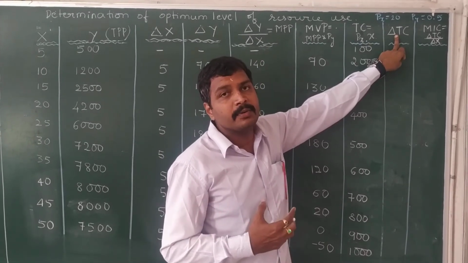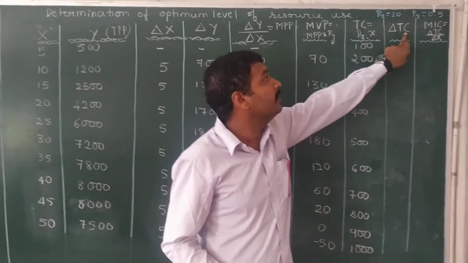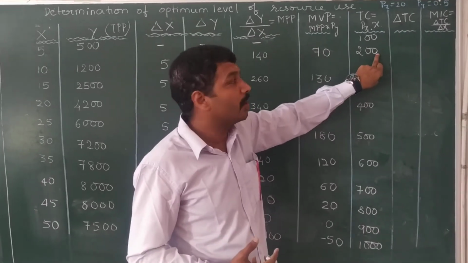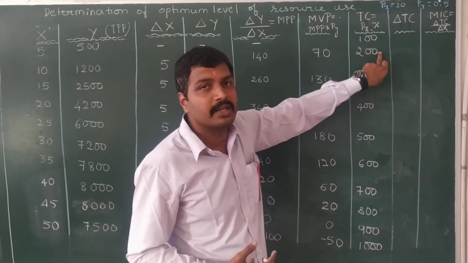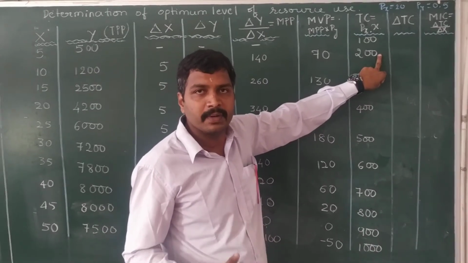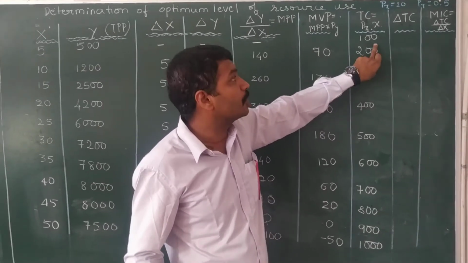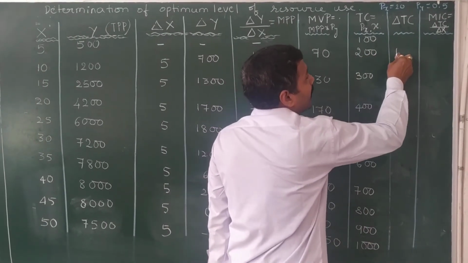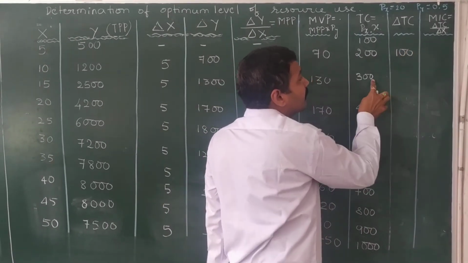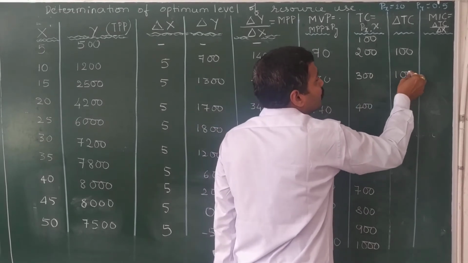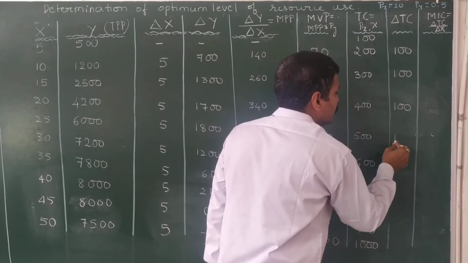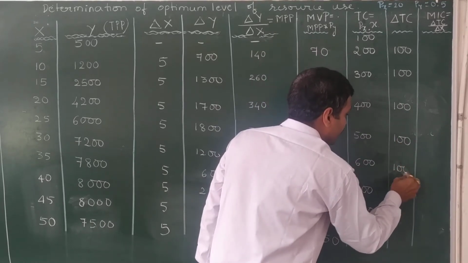That is, you need to determine the incremental total cost, which is nothing but the difference of 200 minus 100, 300 minus 200. You need to repeat that procedure for the rest of the observations. So 200 minus 100 is 100, 300 minus 200 is 100. You need to repeat the procedure for the rest of the observations, which will be 100, 100, 100.